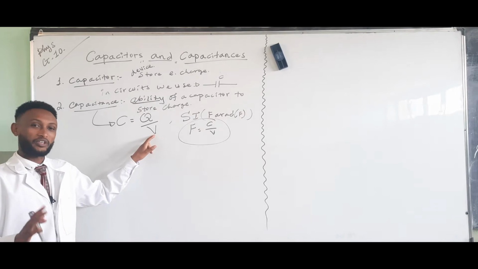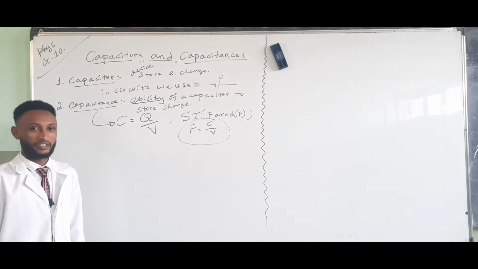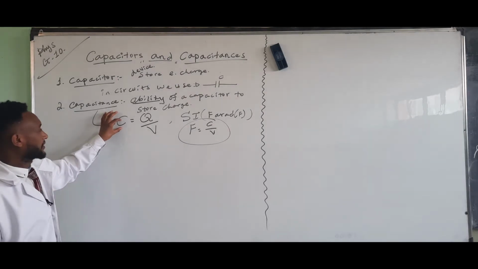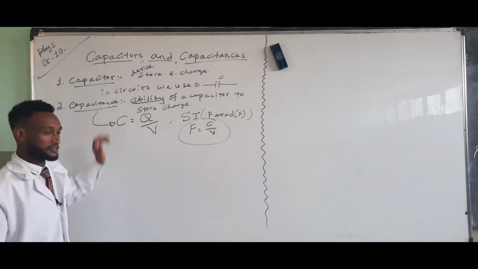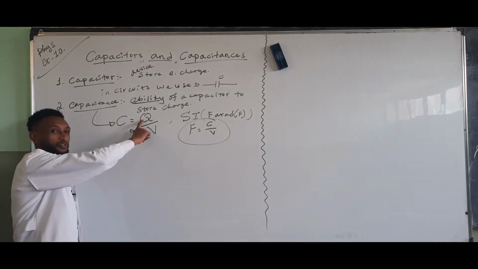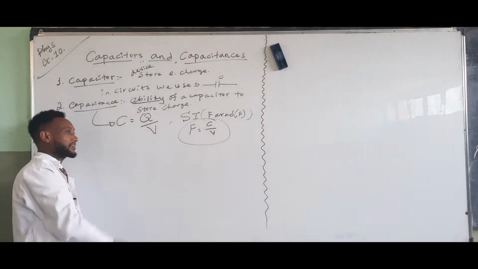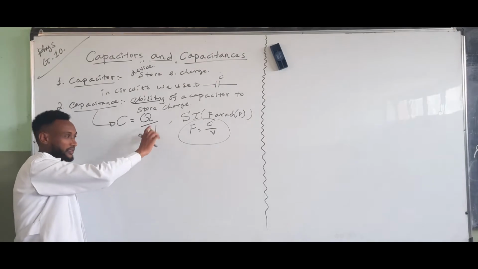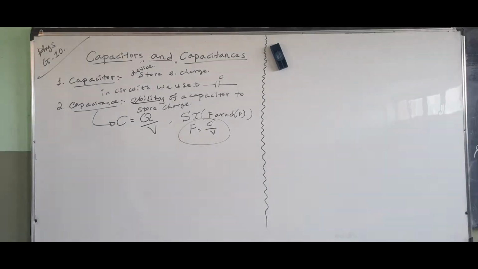So the amount of capacitance is given by the capacitance of a capacitor is given by the amount of the charge stored in that capacitor divided by, or in ratio with, the voltage of the capacitor.